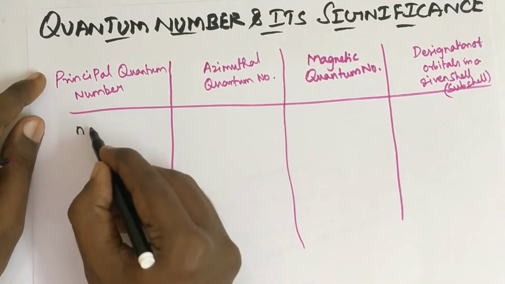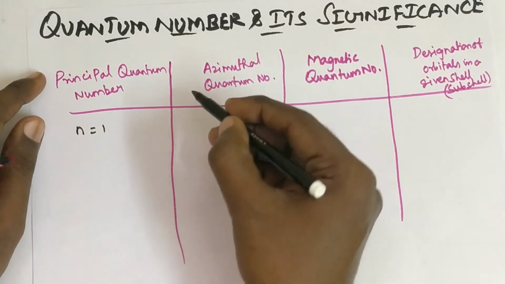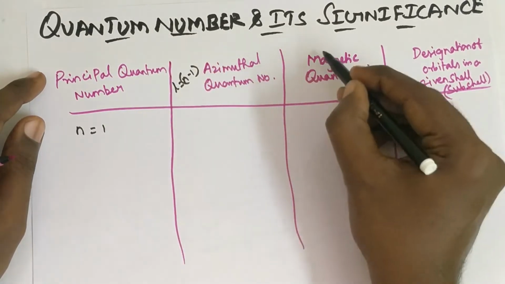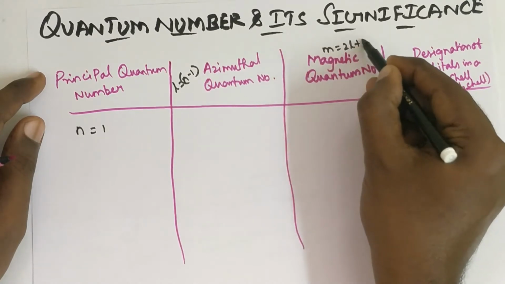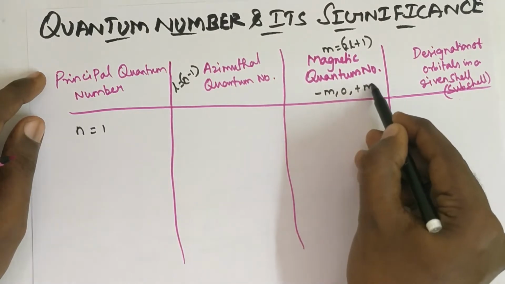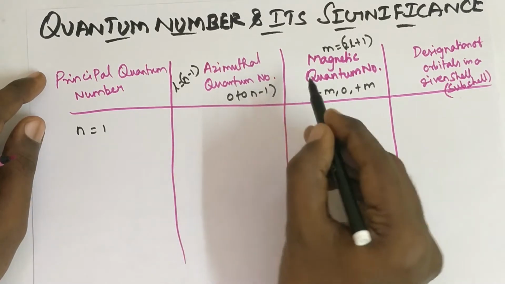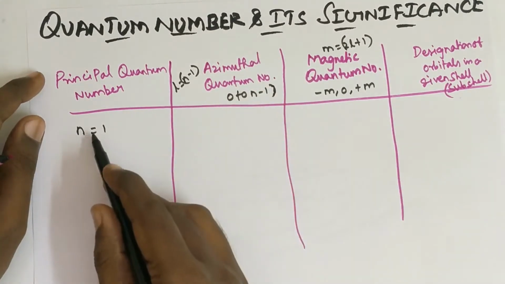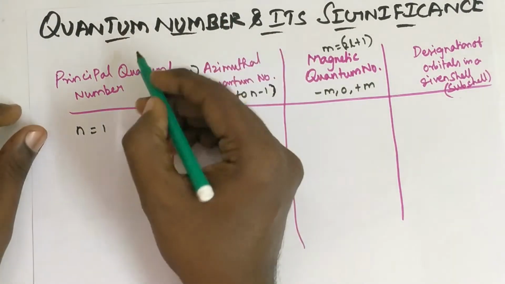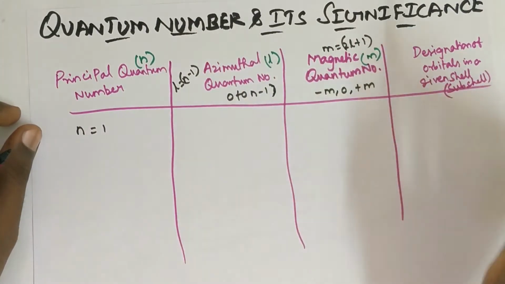So principal quantum number, symbol n, suppose you take n equal to n1. Azimuthal quantum number formula we already know, l is equal to n minus 1. Magnetic quantum number formula, m is equal to 2l plus 1, its value ranging from minus m, 0, plus m. In case of azimuthal quantum number, values range from 0 to n minus 1. First you write the symbols: principal means n, azimuthal quantum number l, magnetic quantum number m.